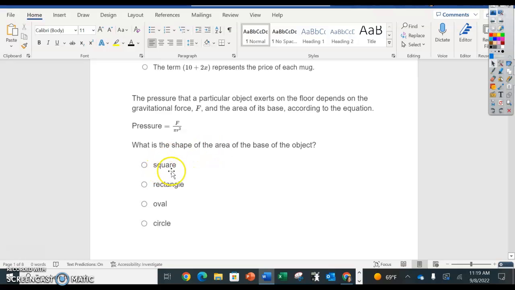All right, so we know a square would be like length times width. A rectangle would also be length times width, or this one would be side squared, I guess, but it's still length times width. It just would have equal sides. An oval, don't really know the formula for that, but a circle, if you remember, has to do with pi r squared. Pi, 3.14 approximately, times your radius squared. So that would be in relation to a circle. So for this question, the shape of the area of the base would be a circle.